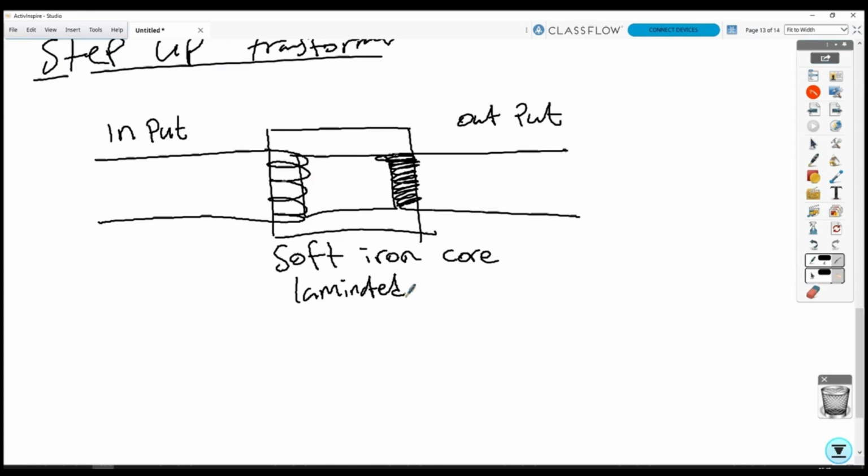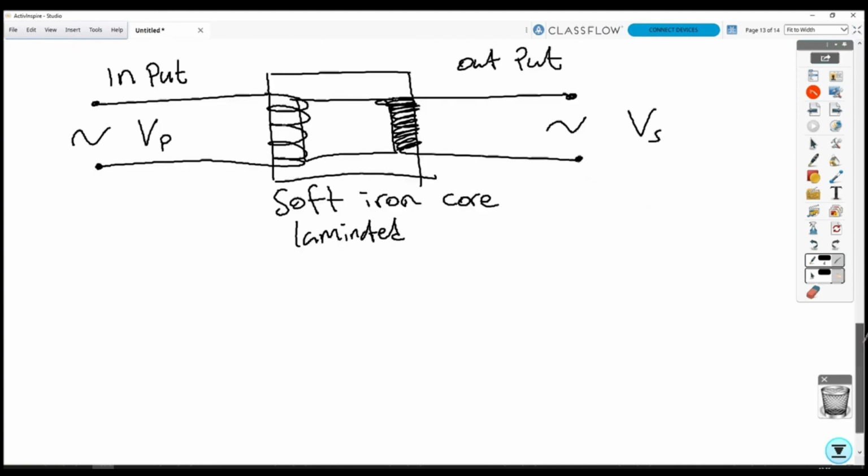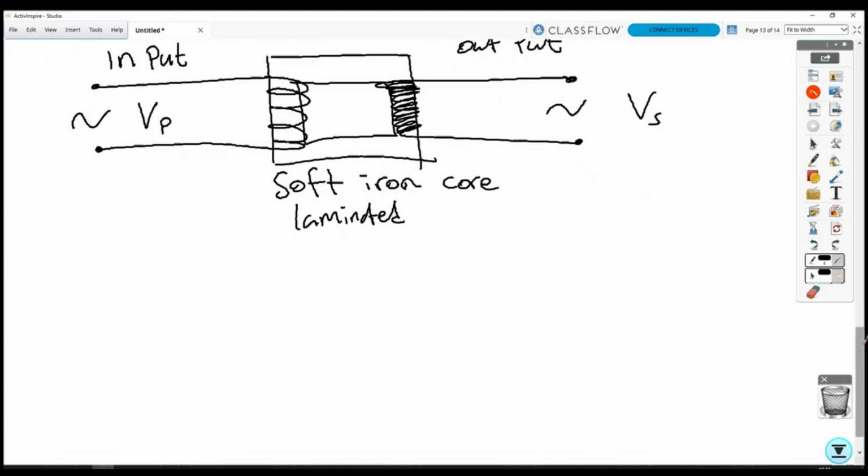When the original magnetic field is removed, so when the input coil is switched off, then the magnetic field of the iron core will cease to exist. The iron core is also laminated, which means that it's made in strips rather than one solid material. I'm going to label the input here as alternating with a voltage called V primary. And what comes out of the secondary is also alternating, and we'll call that V secondary.